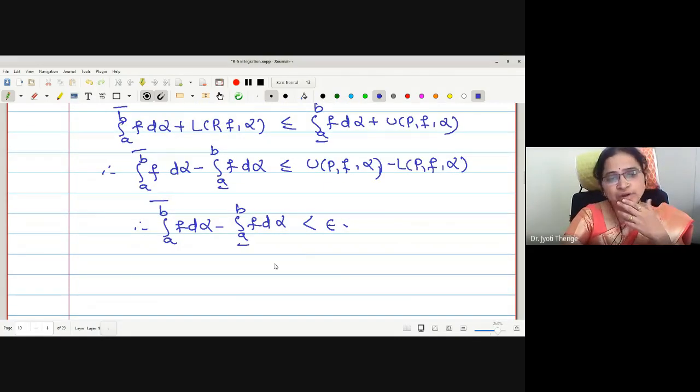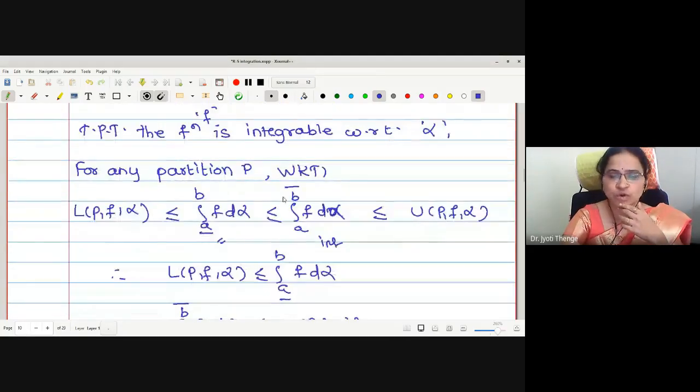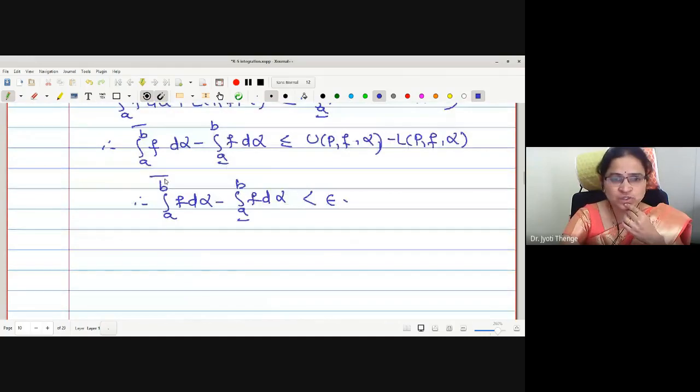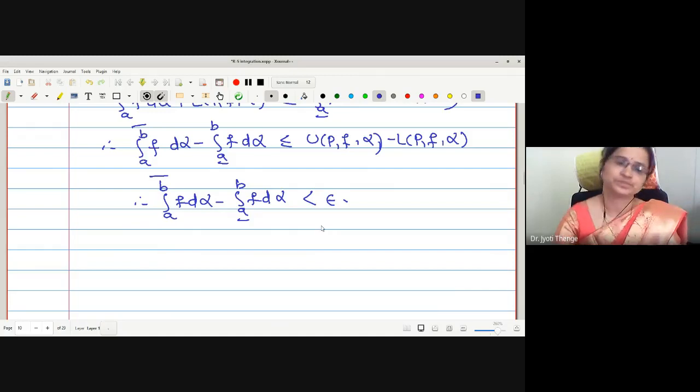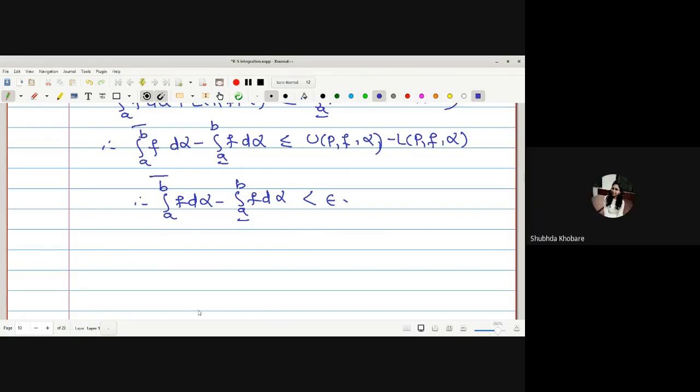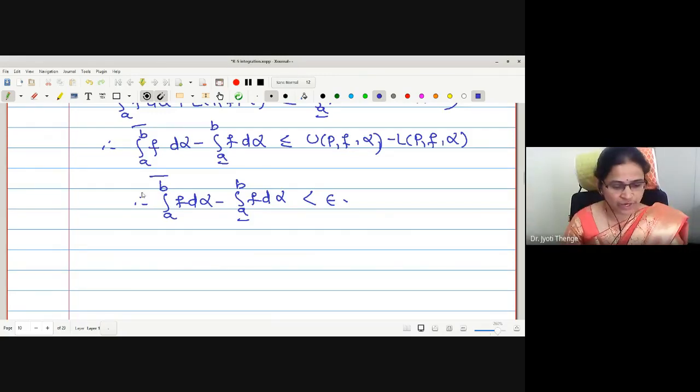But what is the quantity on the left? As this relation holds, lower integral is less than or equal to upper integral. What about this value? May I say this value is non-negative or non-positive? Non-negative. A non-negative term which is less than every positive number. What is the possibility? 0. Right?